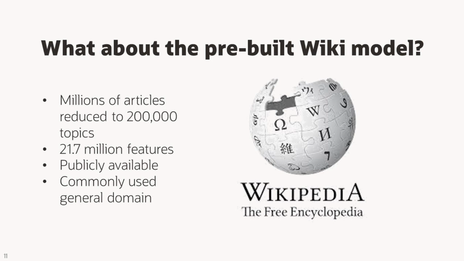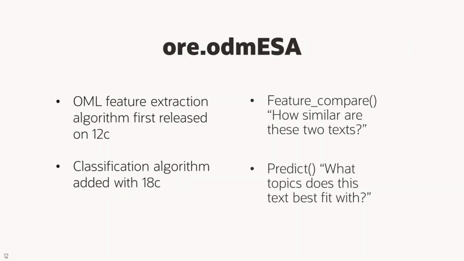All right, so how do we go about using this Wikipedia article in the context of Oracle Machine Learning for R? We're going to do that through the or.odm ESA function. This OML feature extraction algorithm was first released with database 12c, and then a classification version came along with 18c. So our feature extraction version is an unsupervised version of the model for our topic modeling and document similarity use cases, whereas the classification version is supervised and for our document classification use cases, obviously.